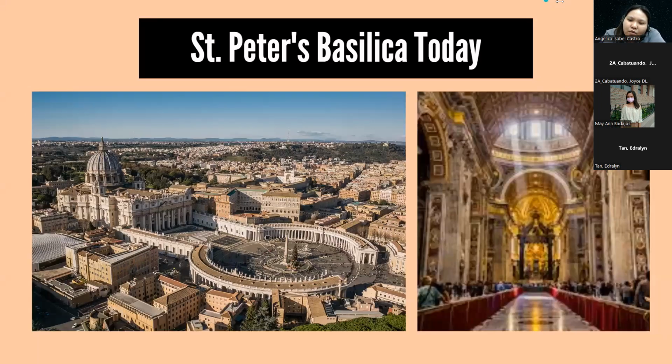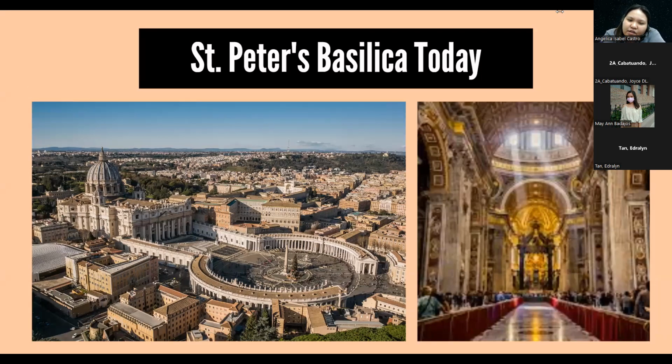Guys, just by looking at the facade or the exterior, the bird's eye view of the St. Peter's Basilica, how does it make you feel? Sige, yung reporters muna. How does this make you feel? Looking at this structure, how do you feel about it?